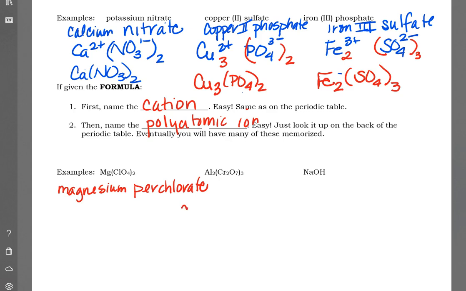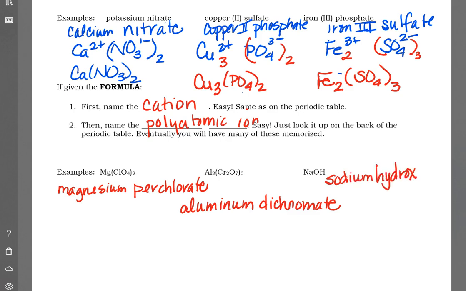Next one, we have aluminum. And we look up the chromium polyatomic ion. Since there's 2, that tells us it's dichromate. Our third one, we have sodium and a hydroxide. Now, none of these included multivalent, so let's throw a couple of those in there.